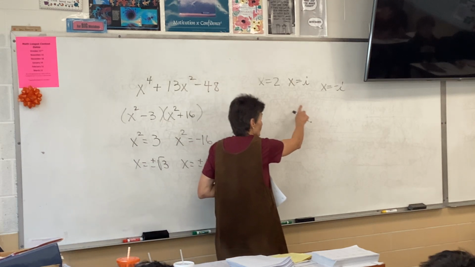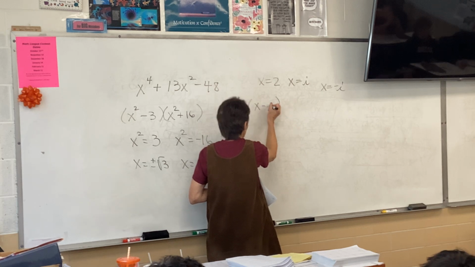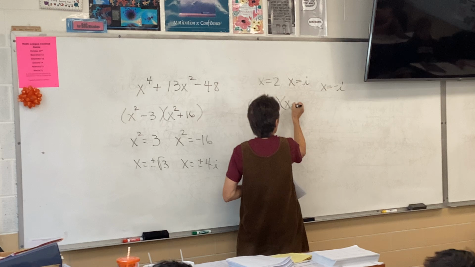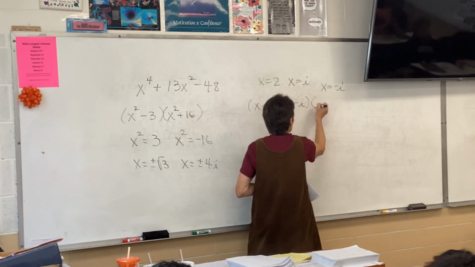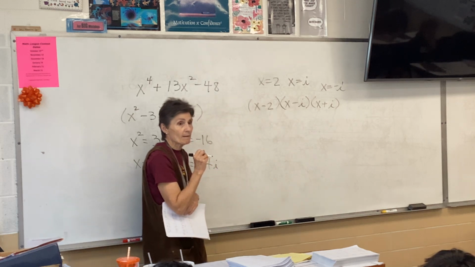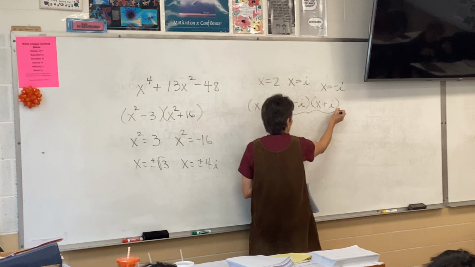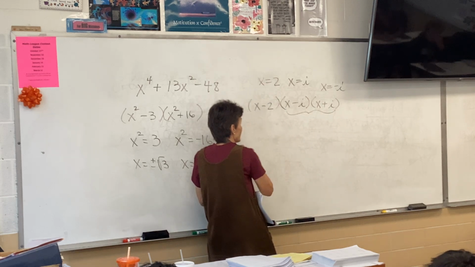What are the factors? What factor is this? x minus 2, x minus i, x plus i. Would everyone agree with that? You've got to now FOIL. Let's FOIL these two first. That'll be easier because stuff will cancel.